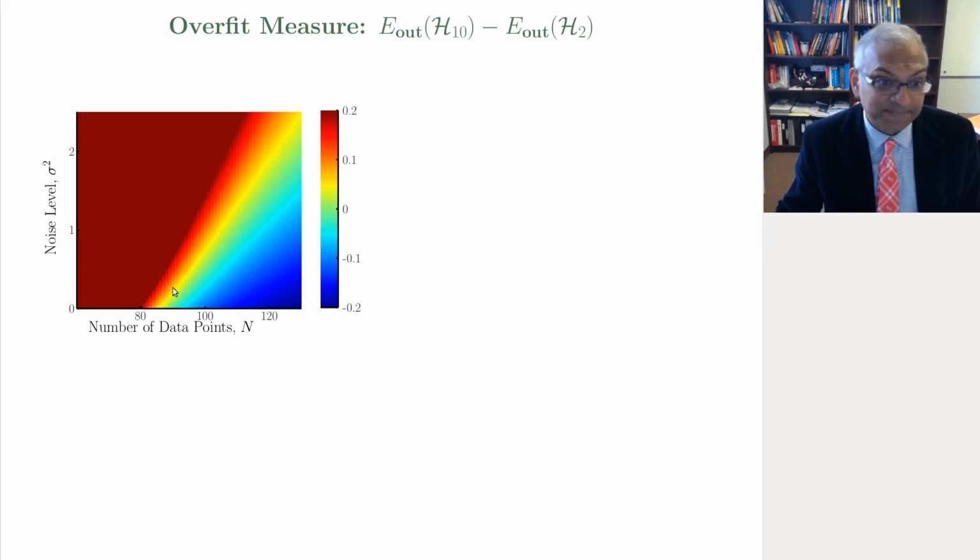So let's summarize. When you have a small number of data points, almost independent of the noise level, go with the simpler fit, H2. When you have a large number of data points, as long as the noise level is small, you can go with your more complex 10th order fit. But as you increase the amount of noise, get ready to shift over to your second order fit. So more data points, overfitting down; more noise, overfitting up.